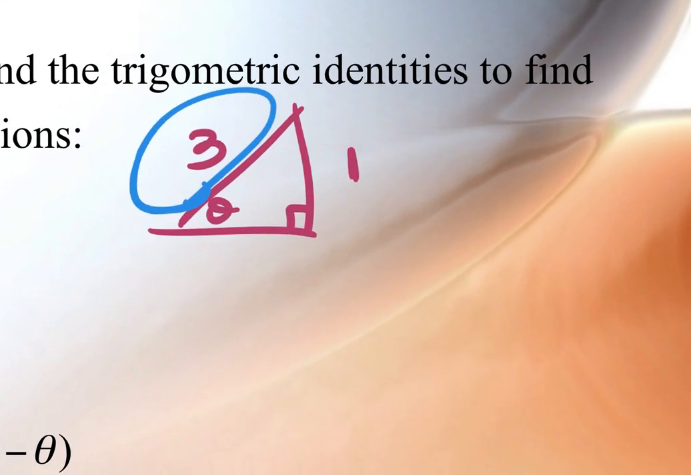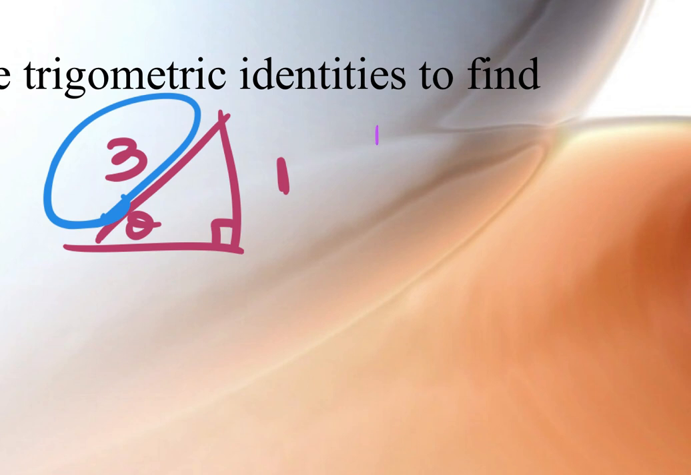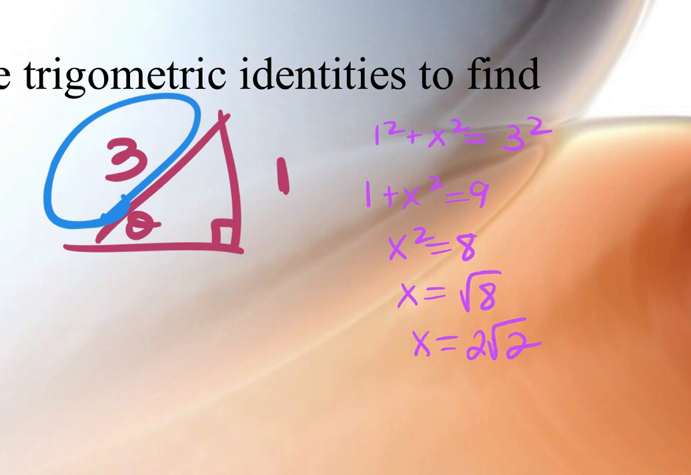If I have two side lengths, then I'm going to come over here and I could just say 1 squared plus x squared equals 3 squared. 1 plus x squared equals 9. X squared equals 8. X equals square root of 8, which is 2 root 2.